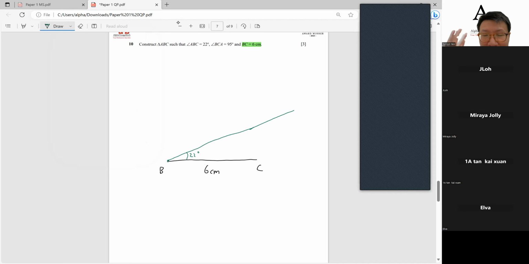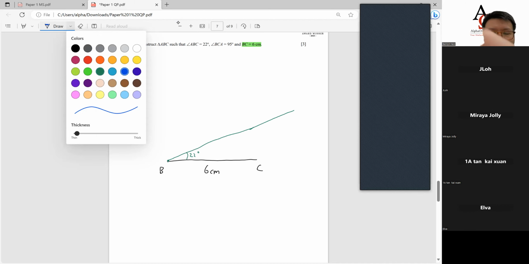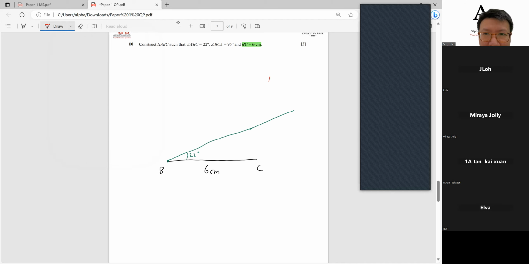But don't label point A first. You don't know where it's point A yet. You don't know how long this line will go. It can go on forever. It's 22 degrees, right? Next, take again a ruler, a protractor, to measure 95 degrees. Put a marking. Measure it, put a marking. Can use a ruler to extend the line.